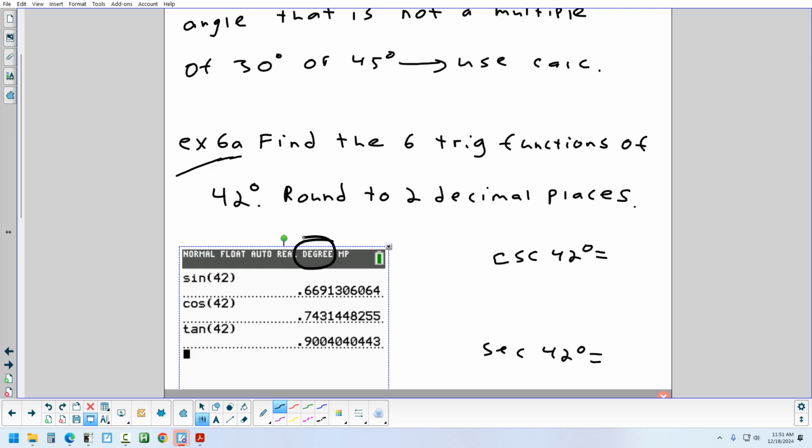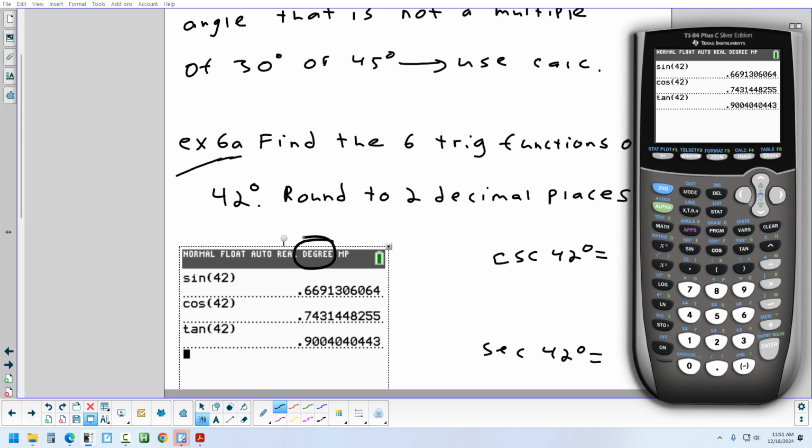Now, once we get the 3 on the left, what do we normally do with them to get the 3 on the right? Flip them. You have to do exactly the same thing on the calculator. To get the cosecant, you're going to take the sine and flip it, just like that. How are we going to get the secant?